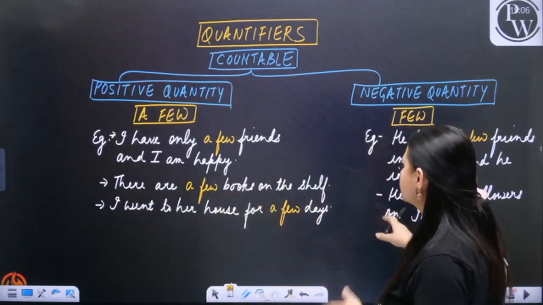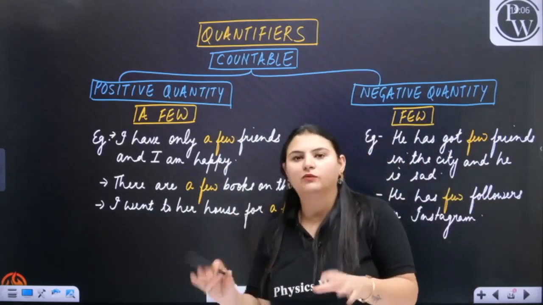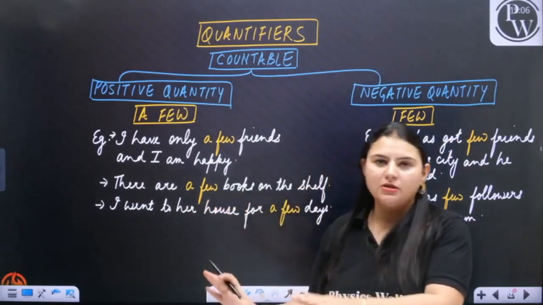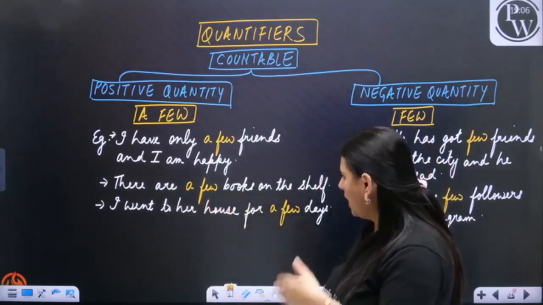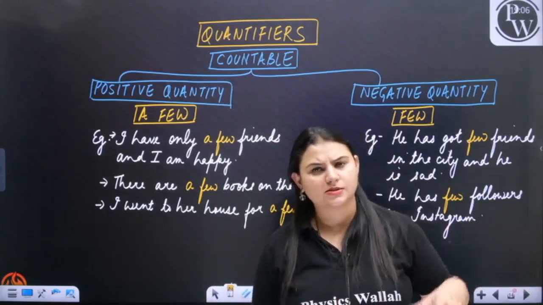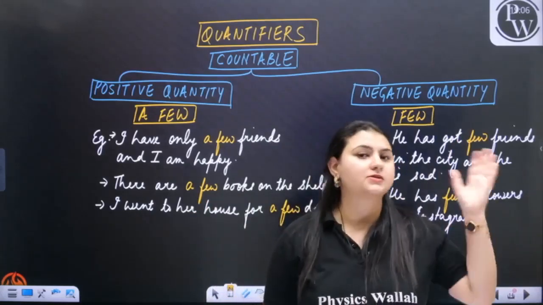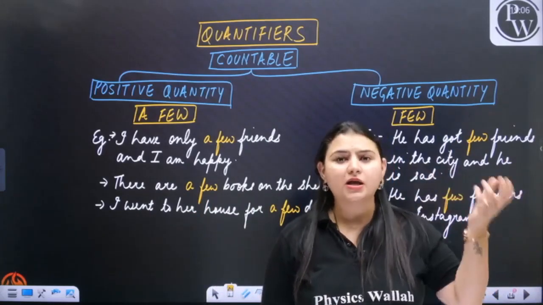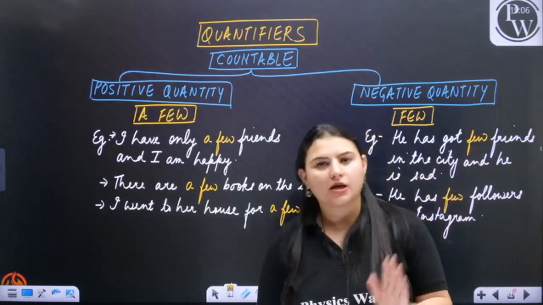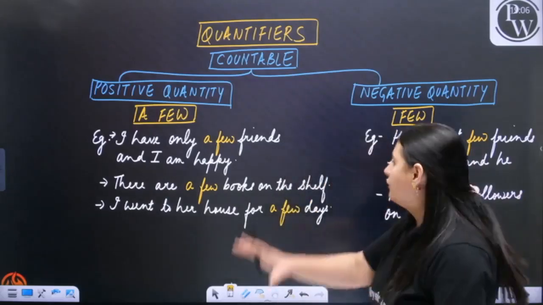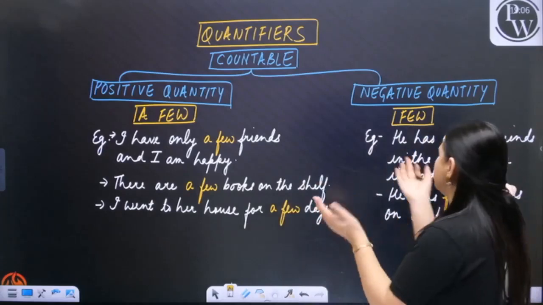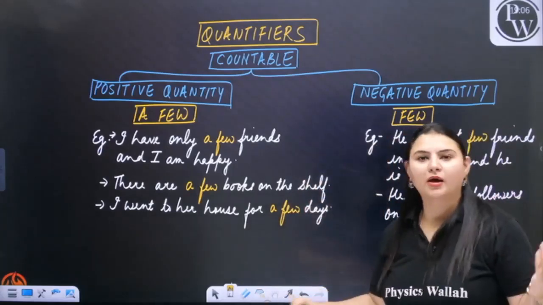I went to her house for a few days. He is happy with the number of days he was in her house. That is why he's saying, I went to her house for a few days. This is a positive sentence. This is not a negative sentence. The quantity is not used as a negative quantity. That is why we can find out the difference between a few and few here.